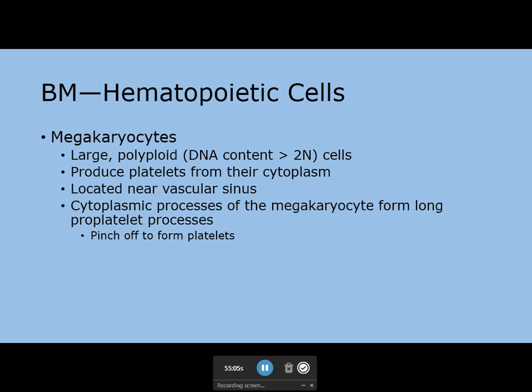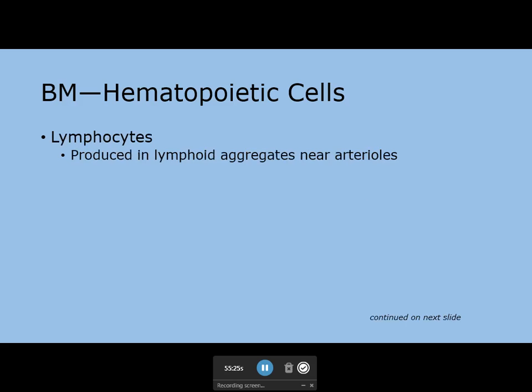Okay. All right. So they do produce platelets from their cytoplasm, and literally all it does is break off the cytoplasm. And then they're located near the vascular sinus. Cytoplasmic processes of the megakaryocytes form proplatelets, and then those will pinch off and become platelets.